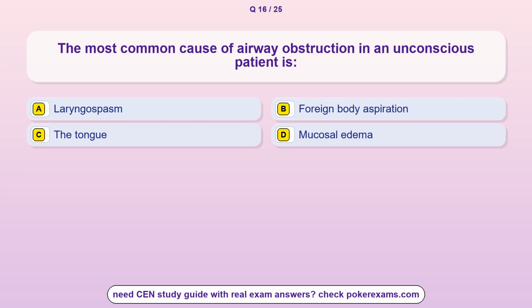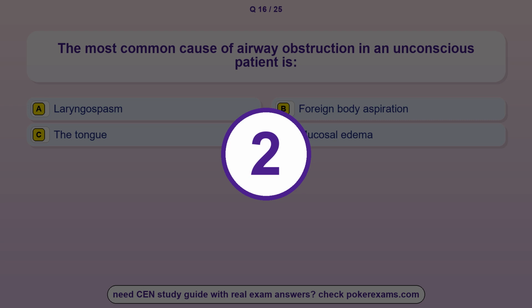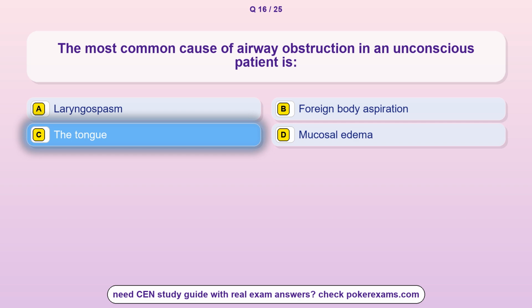Question 16. The most common cause of airway obstruction in an unconscious patient is option A, laryngospasm. Option B, foreign body aspiration. Option C, the tongue. Option D, mucosal edema. The correct answer is option C, the tongue.